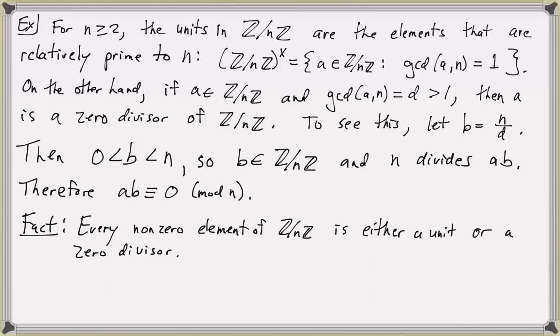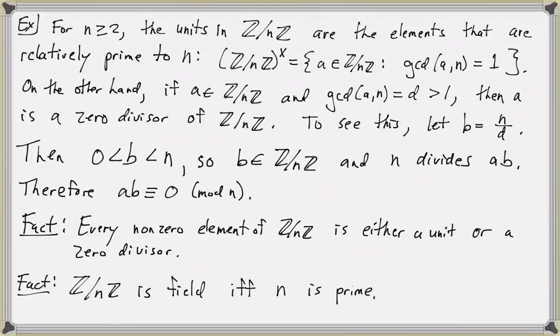But now consider the case when the modulus is prime. So when n is prime, then all of the non-zero residues in the integers mod n would be relatively prime to n. So we see that if n is prime, then every non-zero element is a unit. And so this leads to this next fact, that the set of integers mod n is a field, which again is a commutative ring with identity where every non-zero element is a unit. And so we see that this set is a field if and only if n is prime.